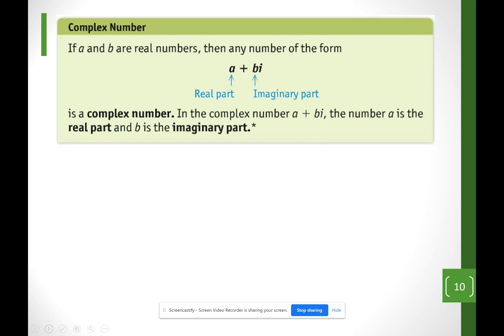Now, I said a complex number. It has a real part, no i in it, and an imaginary part, which has an i in it. When we write them, we have to have a plus or minus in it. We tend to write the real part first and the imaginary part second. The real part is the one that doesn't have an i. The imaginary part is the one that does have an i.